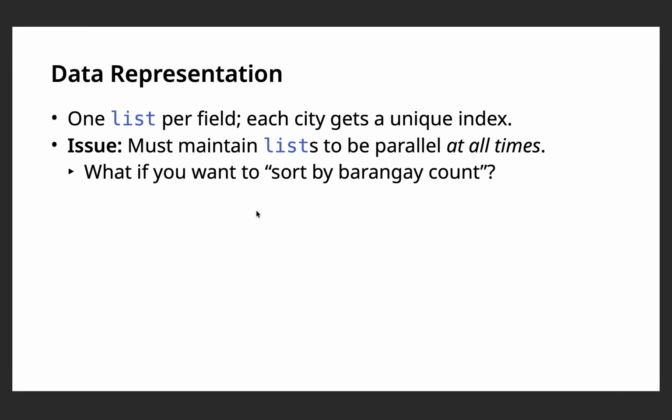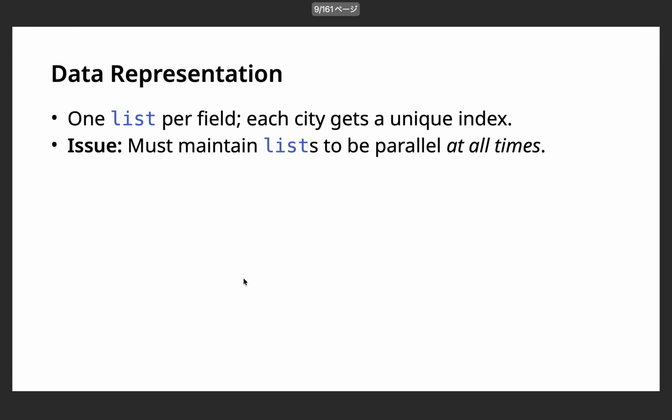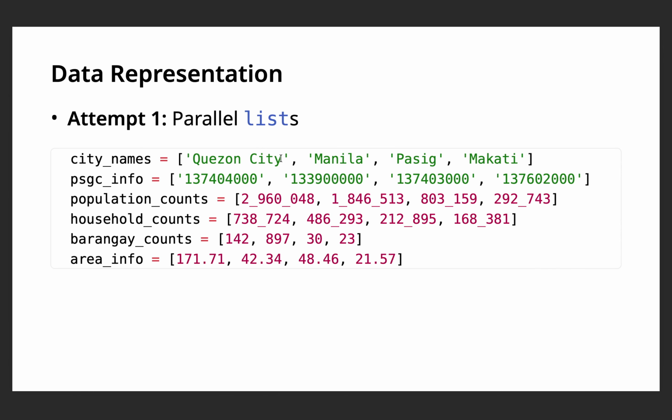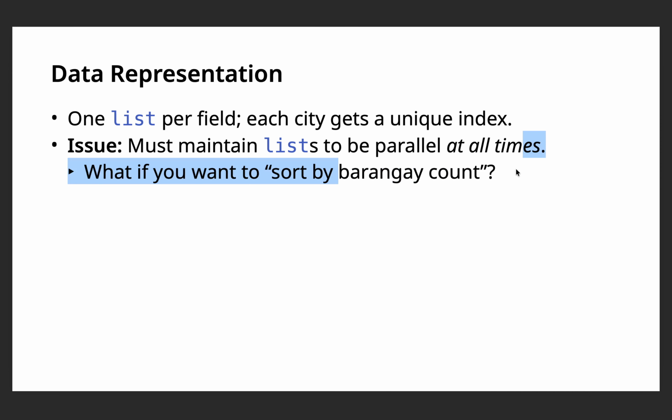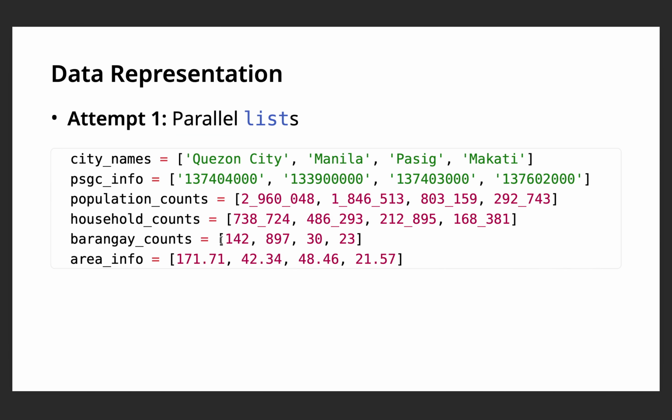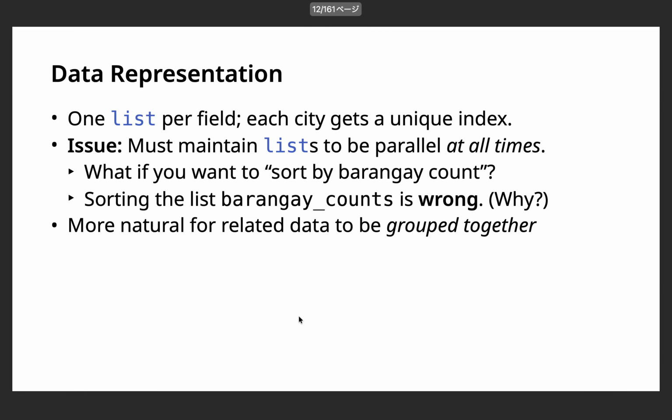So one additional issue is if you want to rearrange those lists, then rearranging one list will force you to rearrange all of the other lists. So let's say you want to arrange them by increasing barangay count. So you want to sort this list in increasing order. But if you do that, you would also have to sort all of the other lists. And since these are decoupled from each other, if this 23 was to go first, you would have to explicitly make all of these other entries over here go first, which is pretty complicated. So yeah, that's another issue.